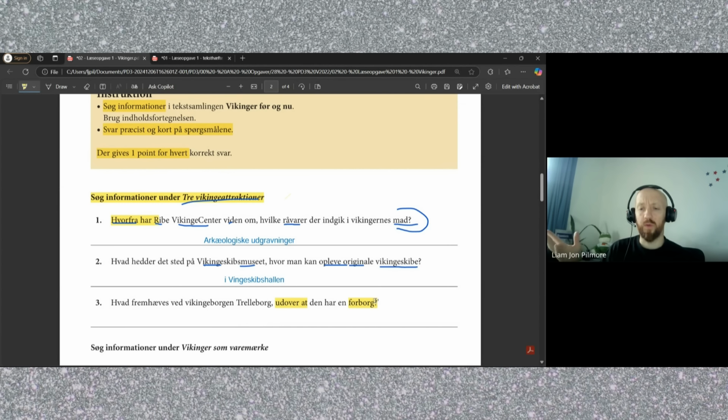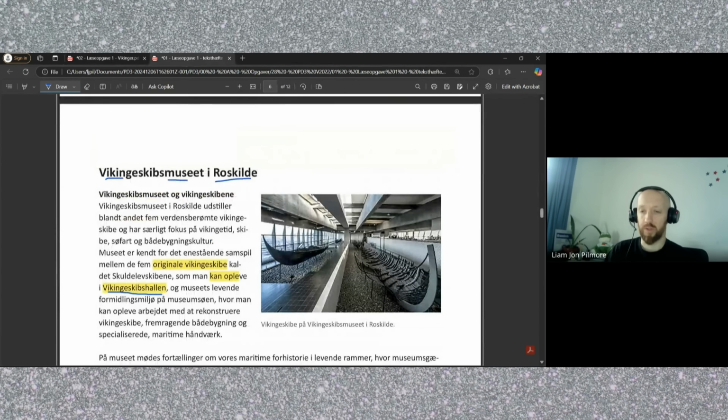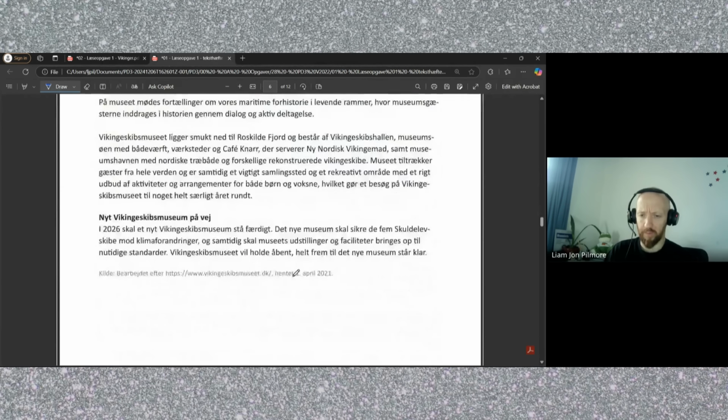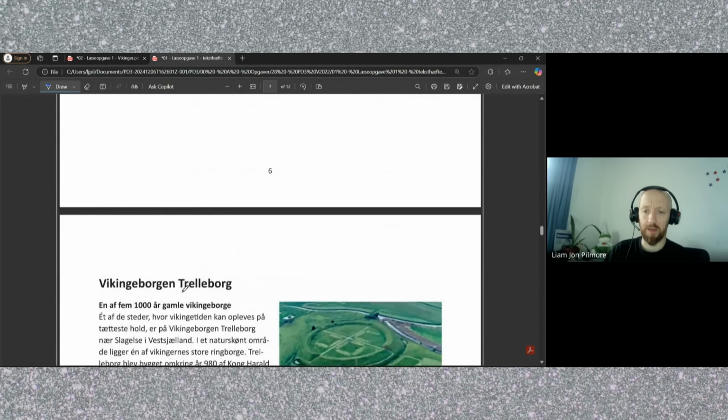Anyway, it's not essential that you completely understand all of the small details of the question. The way that you have to play this game is, what are the keywords and what is the answer? So, hvad fremhæves, what is highlighted about this place? Apart from. Very, very important about this question. So, you're looking for maybe the word udover, maybe the word forborg, and the other thing that is important about this place, Trelleborg. Of course, we're looking for Trelleborg. Let's go over to the document and find where they're talking about that. Here we go, Trelleborg.